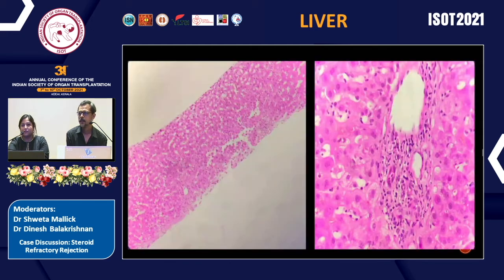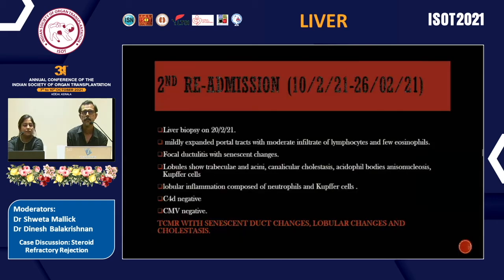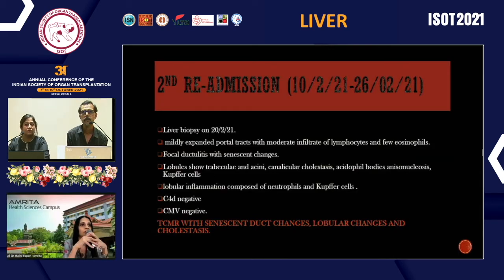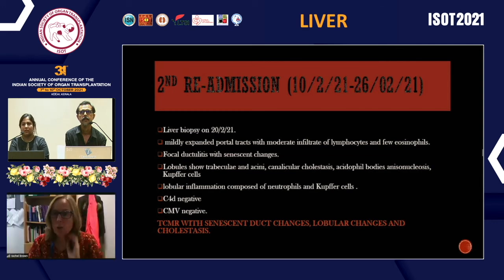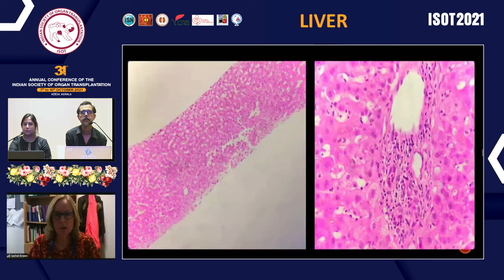Dr. Malini, could you comment on the second liver biopsy? Was there anything different that you saw? Do you want Dr. Rachel to take this question, because I've shared the images with her? Definitely, yes. We want a second opinion from Dr. Rachel Brown too. Thank you. Can you pop the images up, please, from the second biopsy?